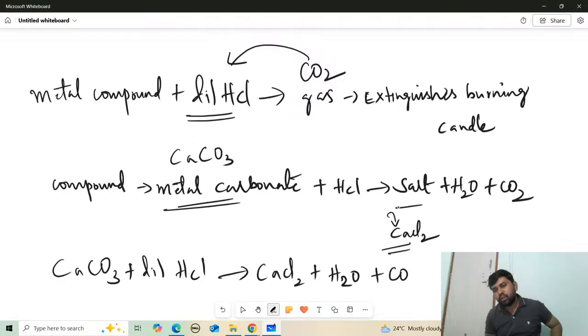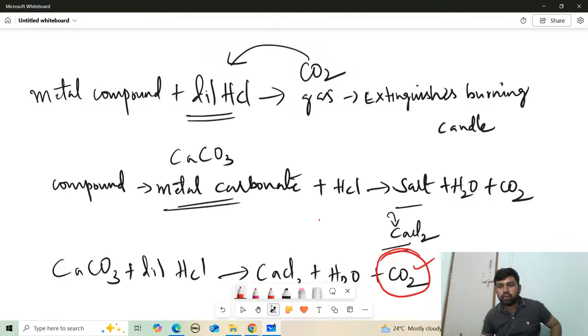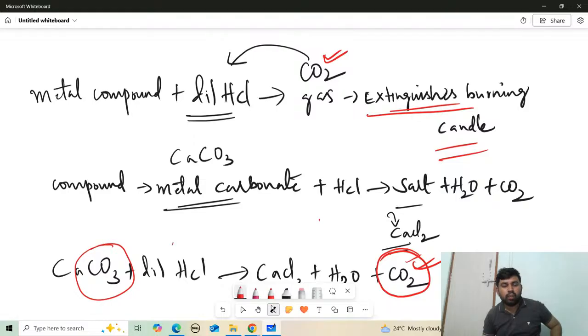Understand? Again I'm saying, whenever they ask a question about a gas that extinguishes fire, it means CO2 gas. Here they have given that it extinguishes the burning candle, so the gas is CO2. If CO2 is on the right side, on the left side there must be a carbonate, CO3. You know very well that metal carbonates with acid give carbon dioxide. You should know this, then only you can write the answer.